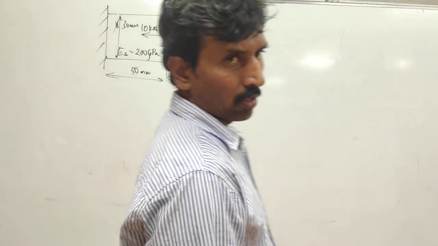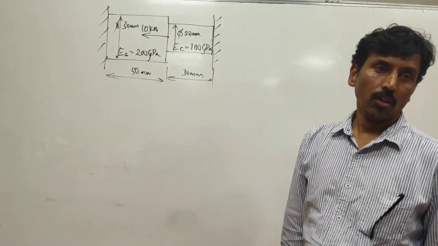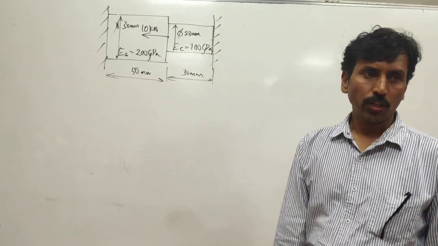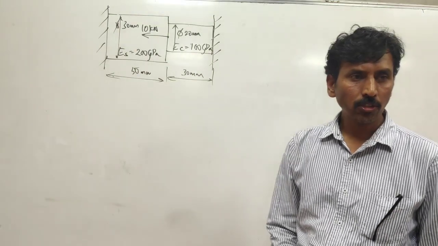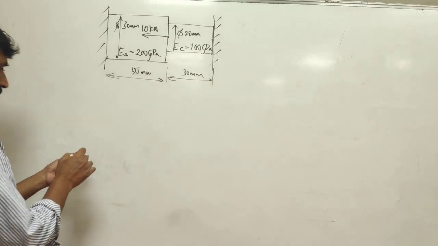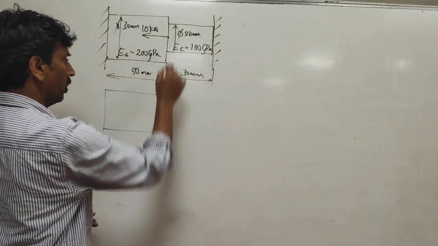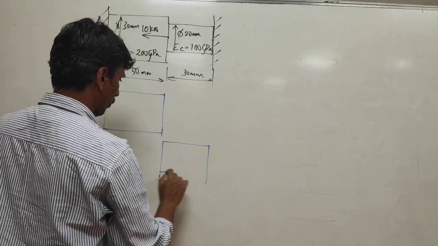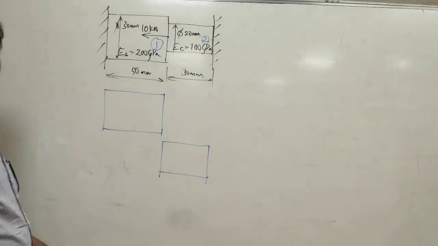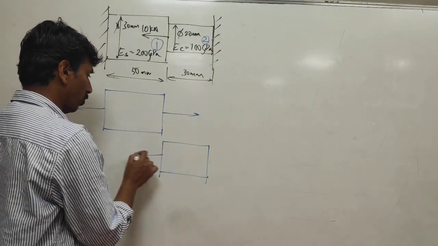Guys, this problem is different from the previous problem, in that it is fixed on both sides. Since it is fixed on both sides, it's quite different. So this could be imagined something like this. Suppose, now imagine, this is section 1 and this is section 2. Now you try to put this arrow mark like this.